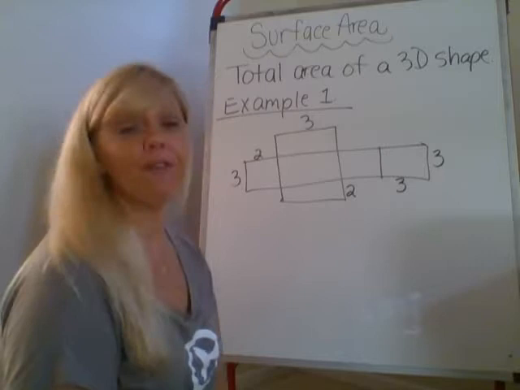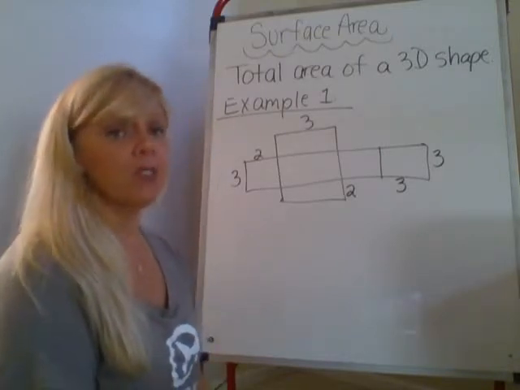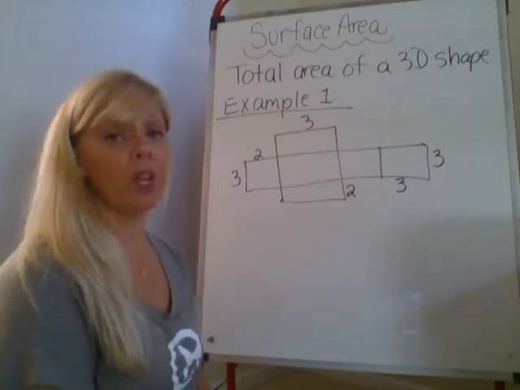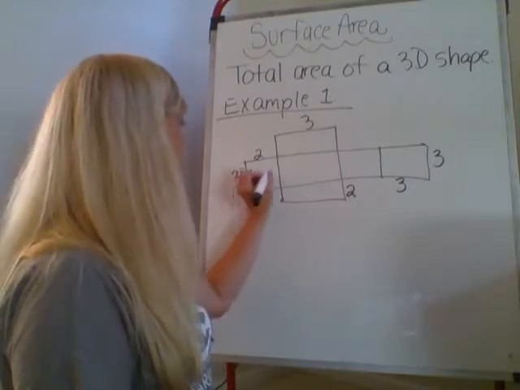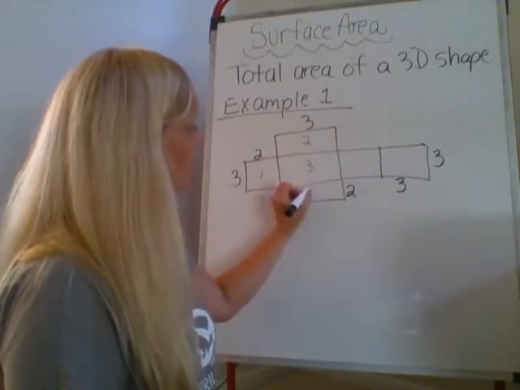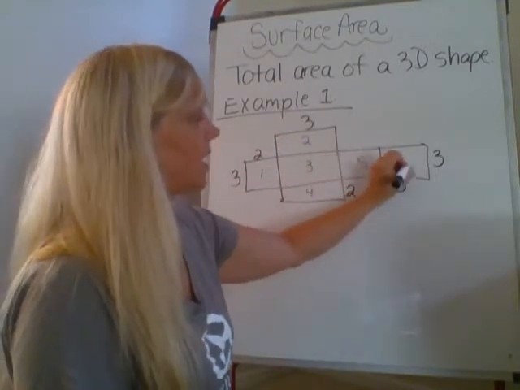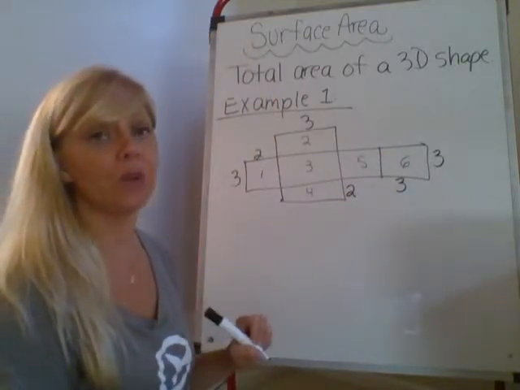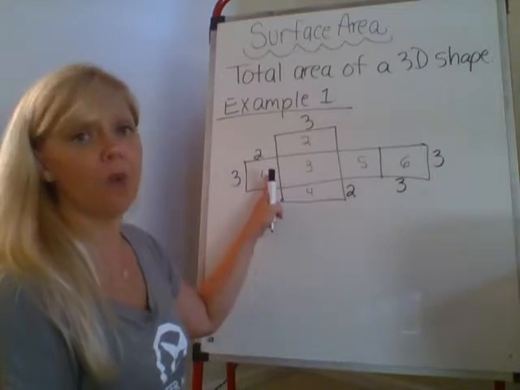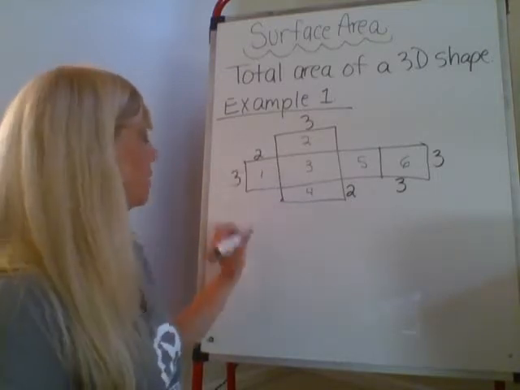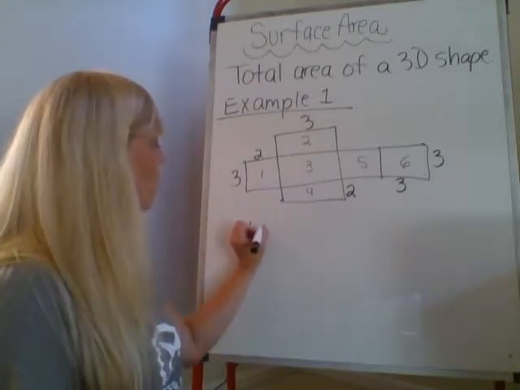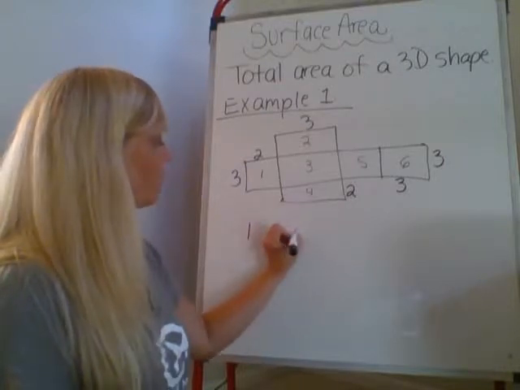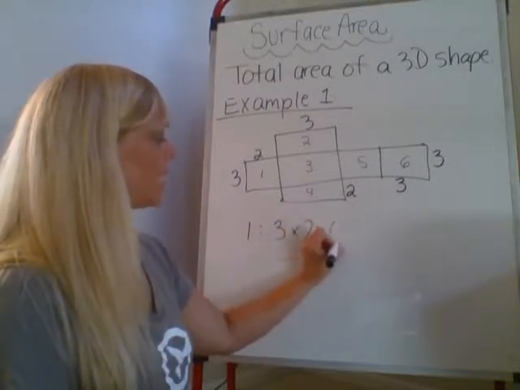All right, so let's go ahead and find each individual face. I'm going to number them 1 through 6. So 1, 2, 3, 4, 5, 6. And then I'm going to write the areas of each one below, and then we're going to find the grand total. If we look at face 1, we know it is 3 times 2, which is 6.